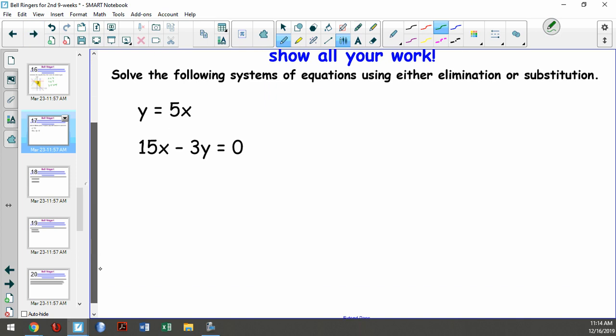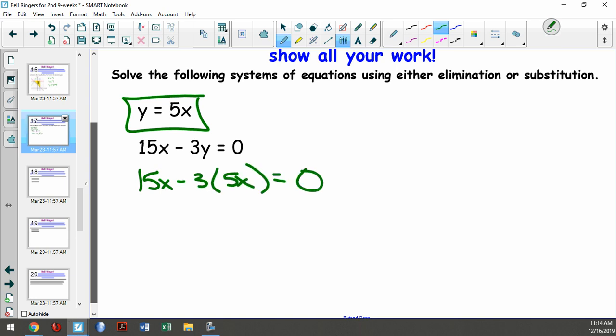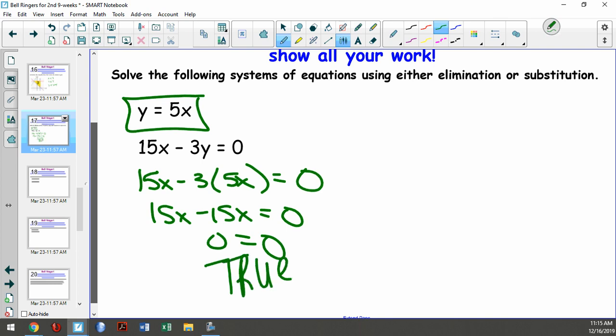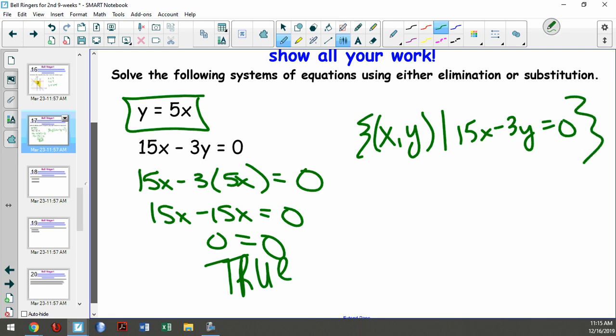Okay, which method would you use to solve this? Substitution absolutely is going to be the easiest method. Why? Because this is already solved for y. So now all I'm going to do is take the bottom equation, 15x minus 3y, and substitute 5x in for the y. So 15x minus 15x is equal to 0, so 0 is equal to 0. What can you tell me? All reals. I'm going to be super picky. This is a true statement. It's going to be the set of (x, y) such that 15x minus 3y is equal to 0. That's the equation I better see.